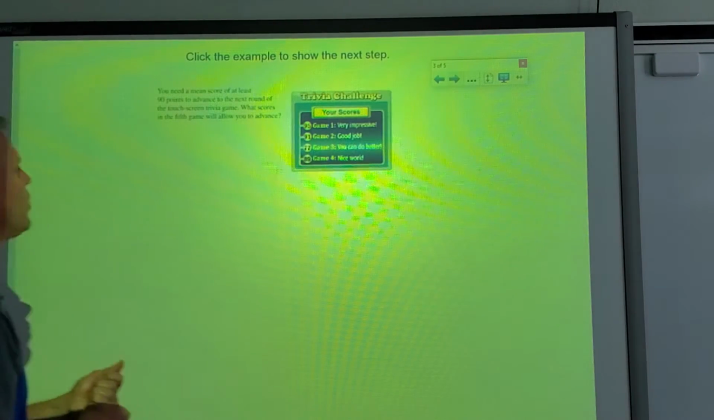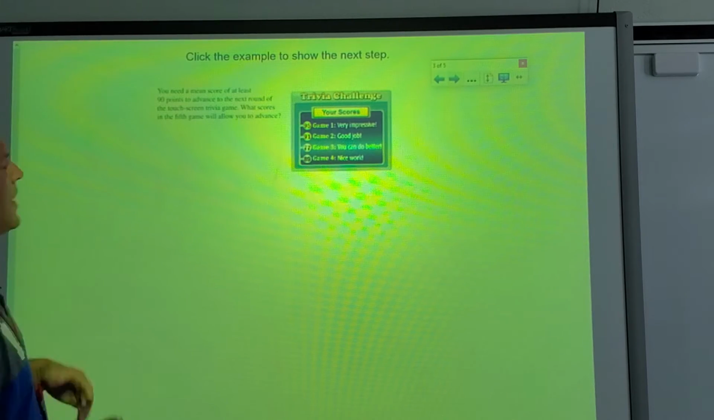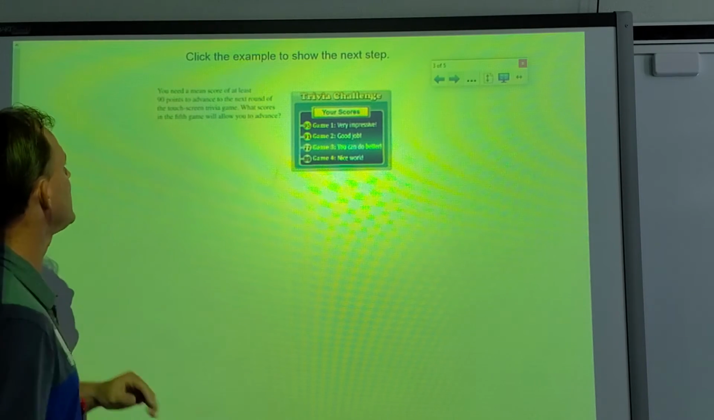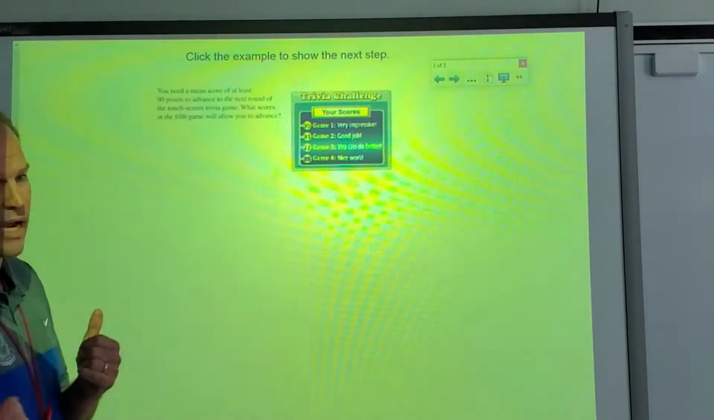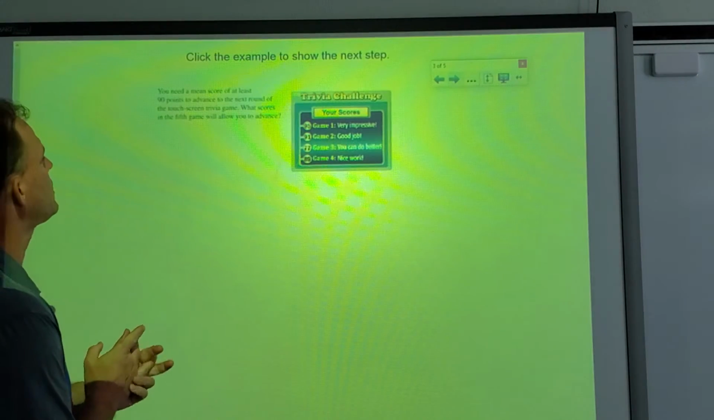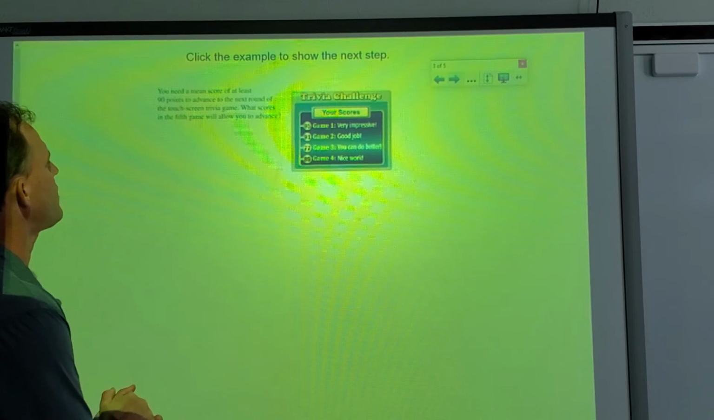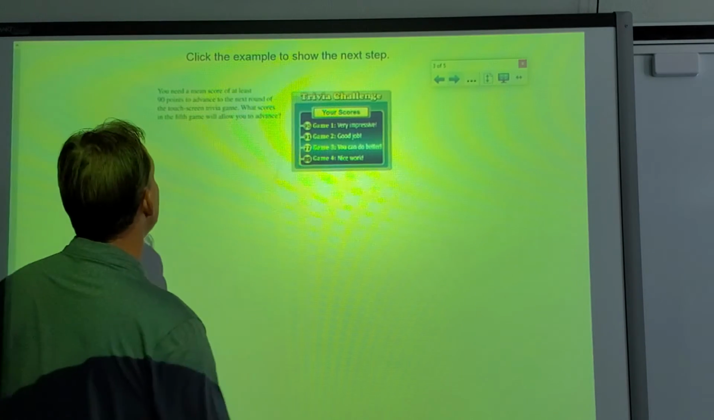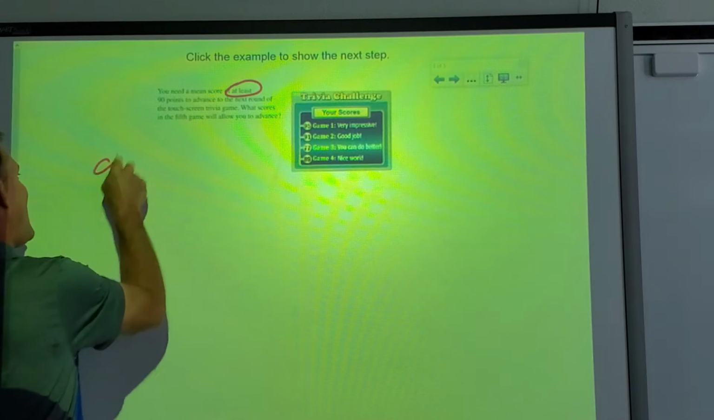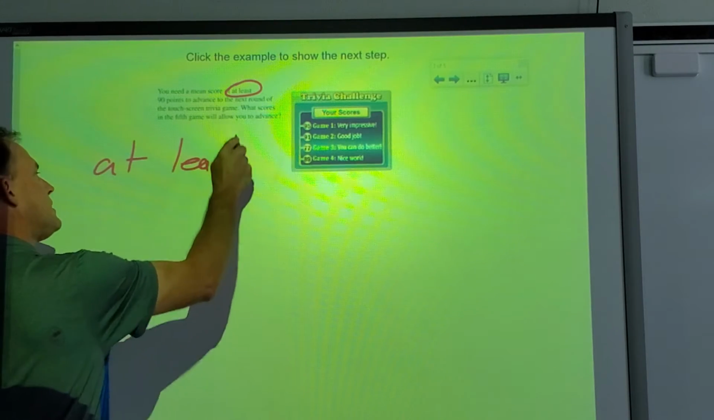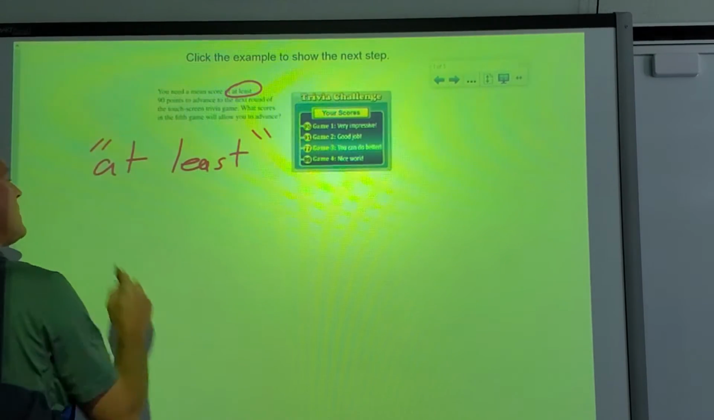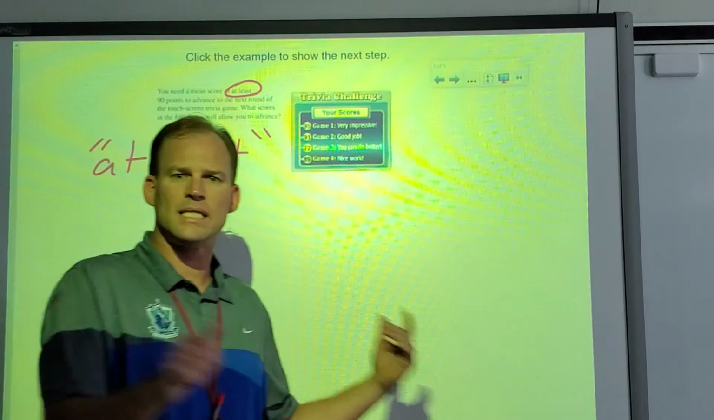All right, some word problems. So I know you can't read this. It says you need a mean score, mean means average, of at least 90 points to advance to the next round of a touchscreen trivia game. What scores in the 5th allow you to advance? So key word here being at least 90. So I need at least 90 points.